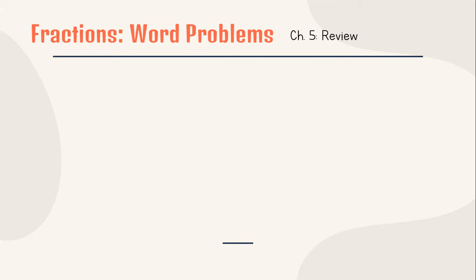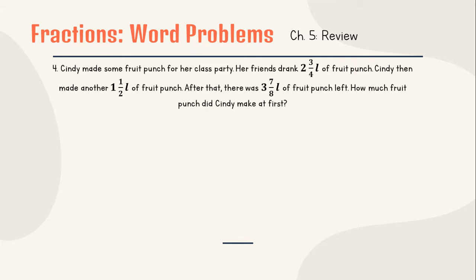Go to number 4. This one you gotta pay attention, okay? Cindy made some fruit punch for her class party. Her friends drank 3 per 4 liter of fruit punch. Cindy then made another 1.5 liter of fruit punch. After that, there was 7 per 8 liter of fruit punch left. How much fruit punch did Cindy make at first? Sounds complicated, right? So we're going to reveal it one by one.